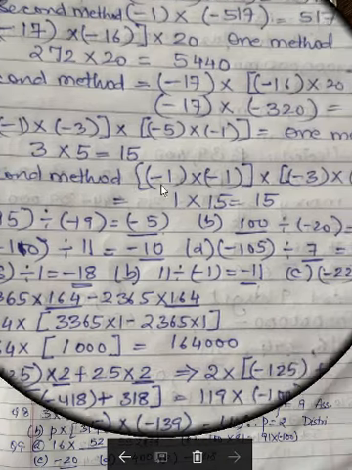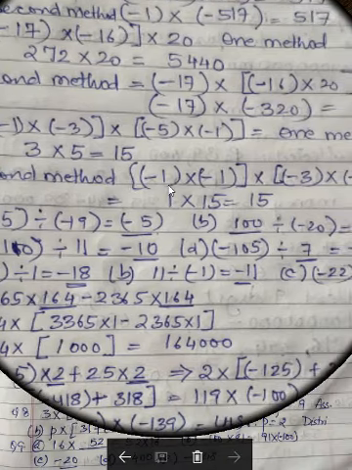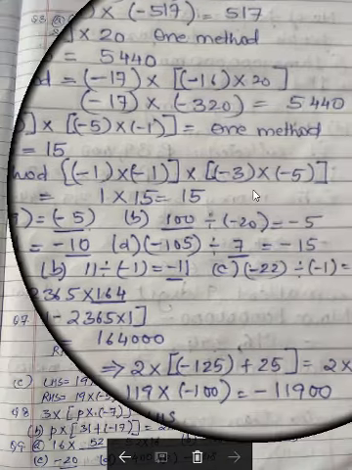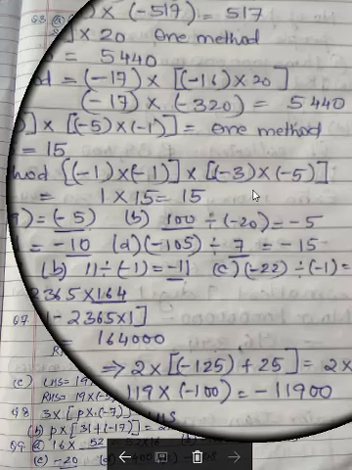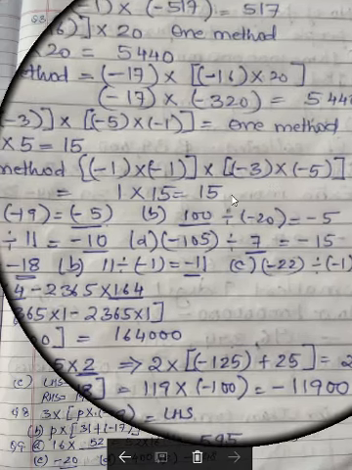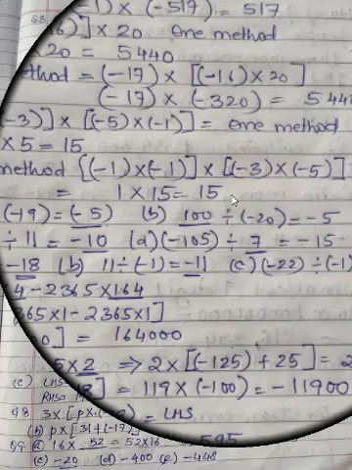In the second method, I've taken both the minus 1s in one bracket and both the other numbers in another bracket. So again, I'm getting the same result. It's your choice, whatever selection of numbers you want to take, since there are 4, so more possibilities of selection of the numbers are there.